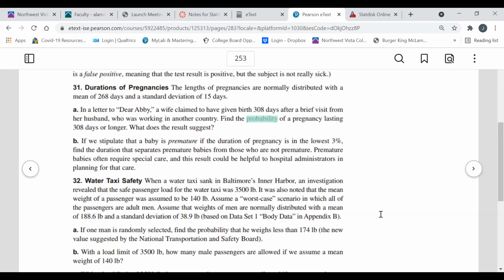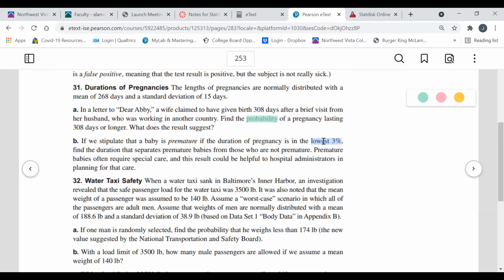Okay, so this is very important. The key to this one, how you know that you're going to be using that other method, is they're going to give you a percentage. Notice it's as low as 3%. It doesn't say anything in here about probability. So if they give you a percentage, you're going to have to use that other method. So I'm going to write down my mean and my standard deviation. My mean was 268 days and my standard deviation is 15 days.